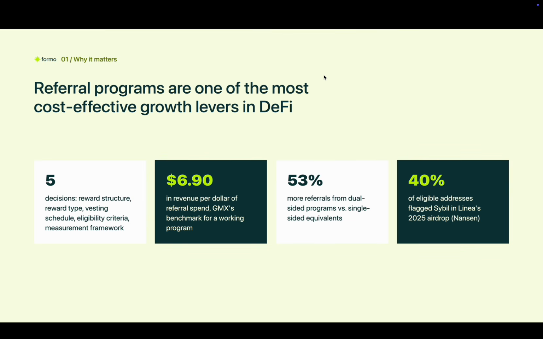For example, GMX's program generated roughly $6.90 in revenue for every dollar of referral spend. At the same time, dual-sided programs generate 53% more referrals than single-sided equivalents and increase participation by 29%. But there's another side to this. Sybil activity can be significant. Nansen flagged nearly 40% of eligible addresses in Linea's 2025 airdrop as Sybil. So the design of the program matters just as much as the reward itself.